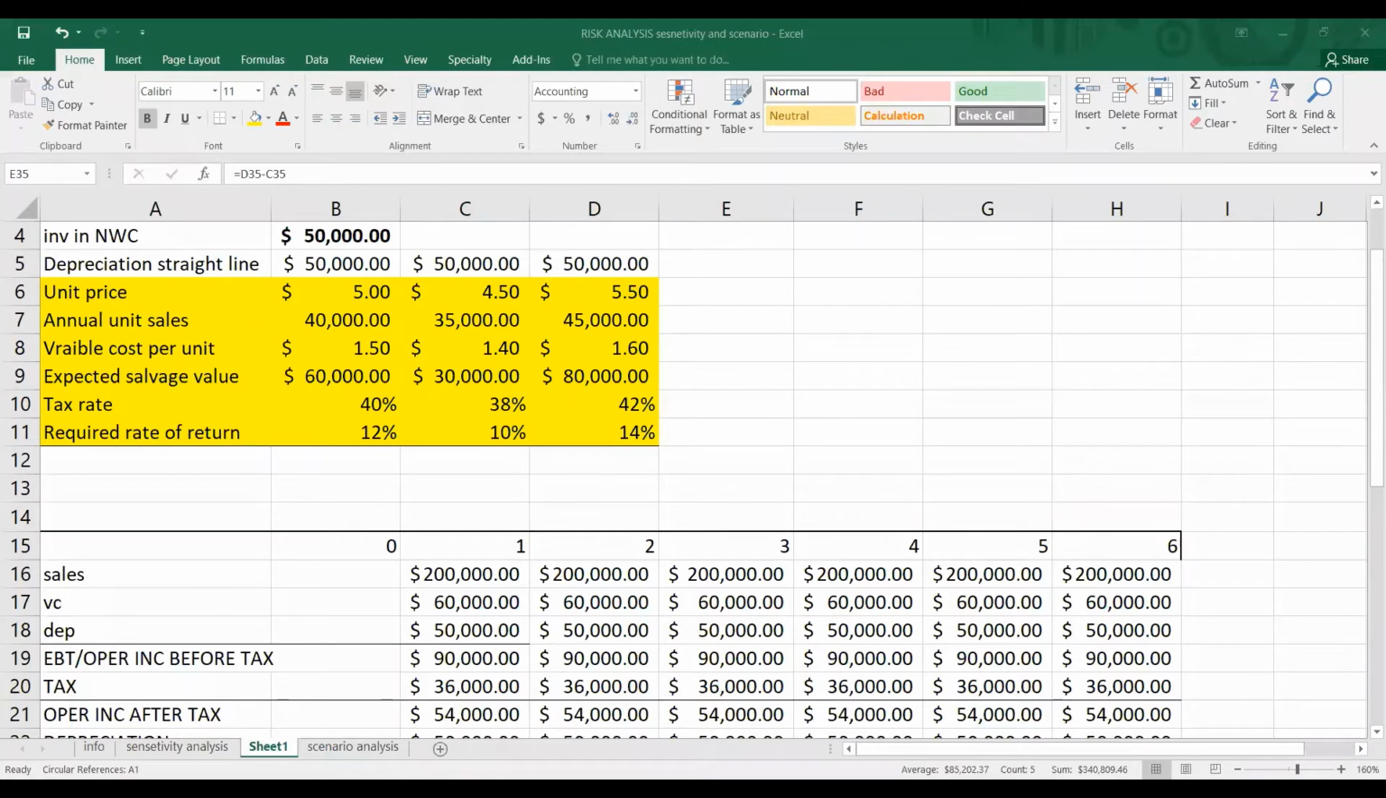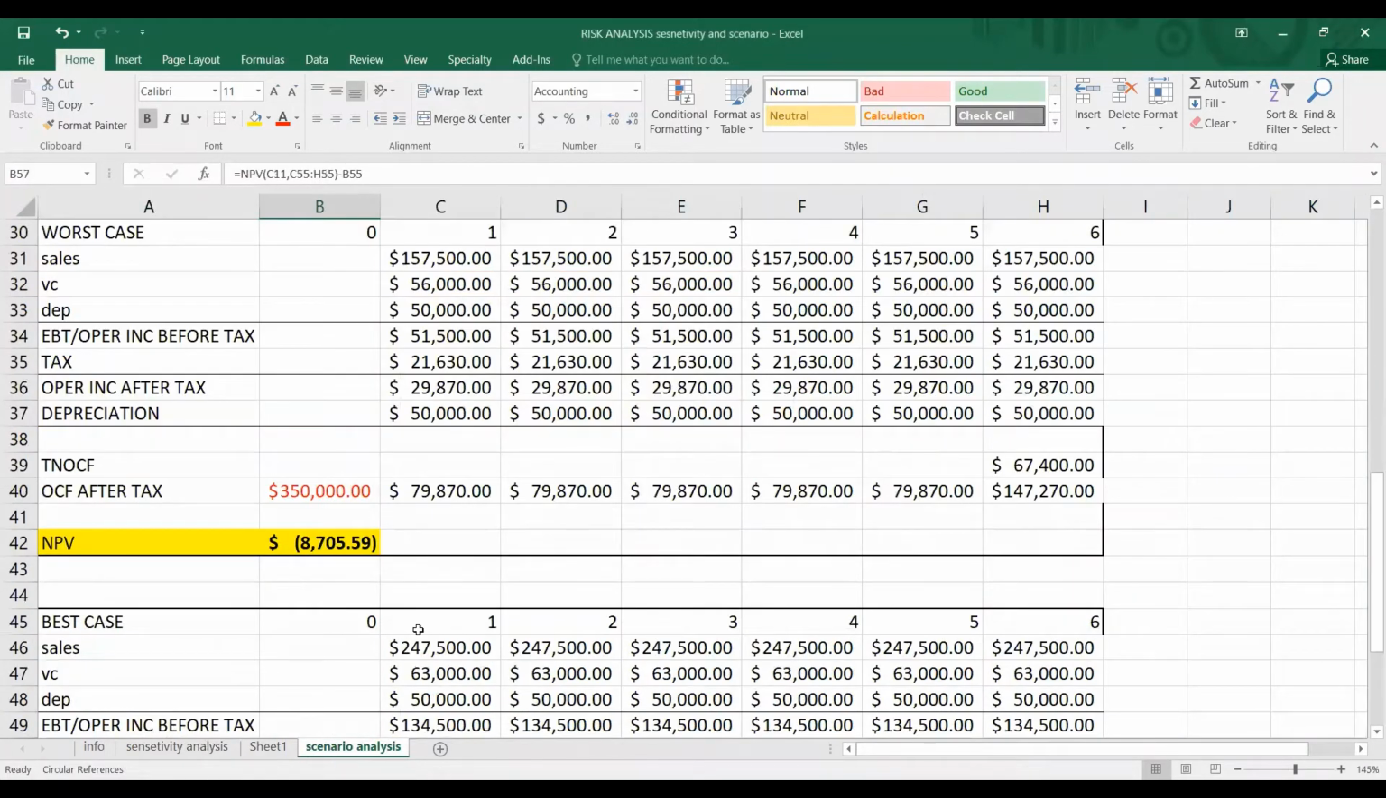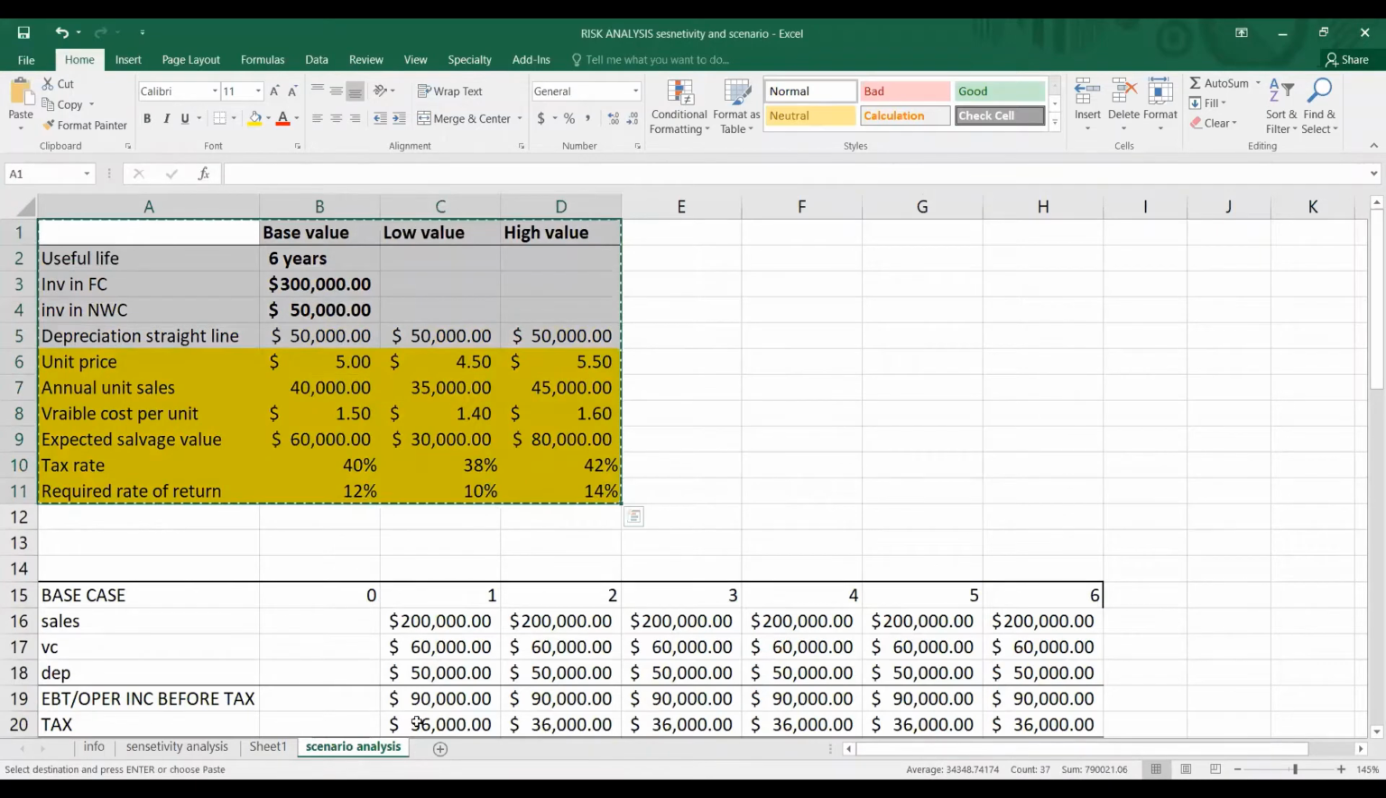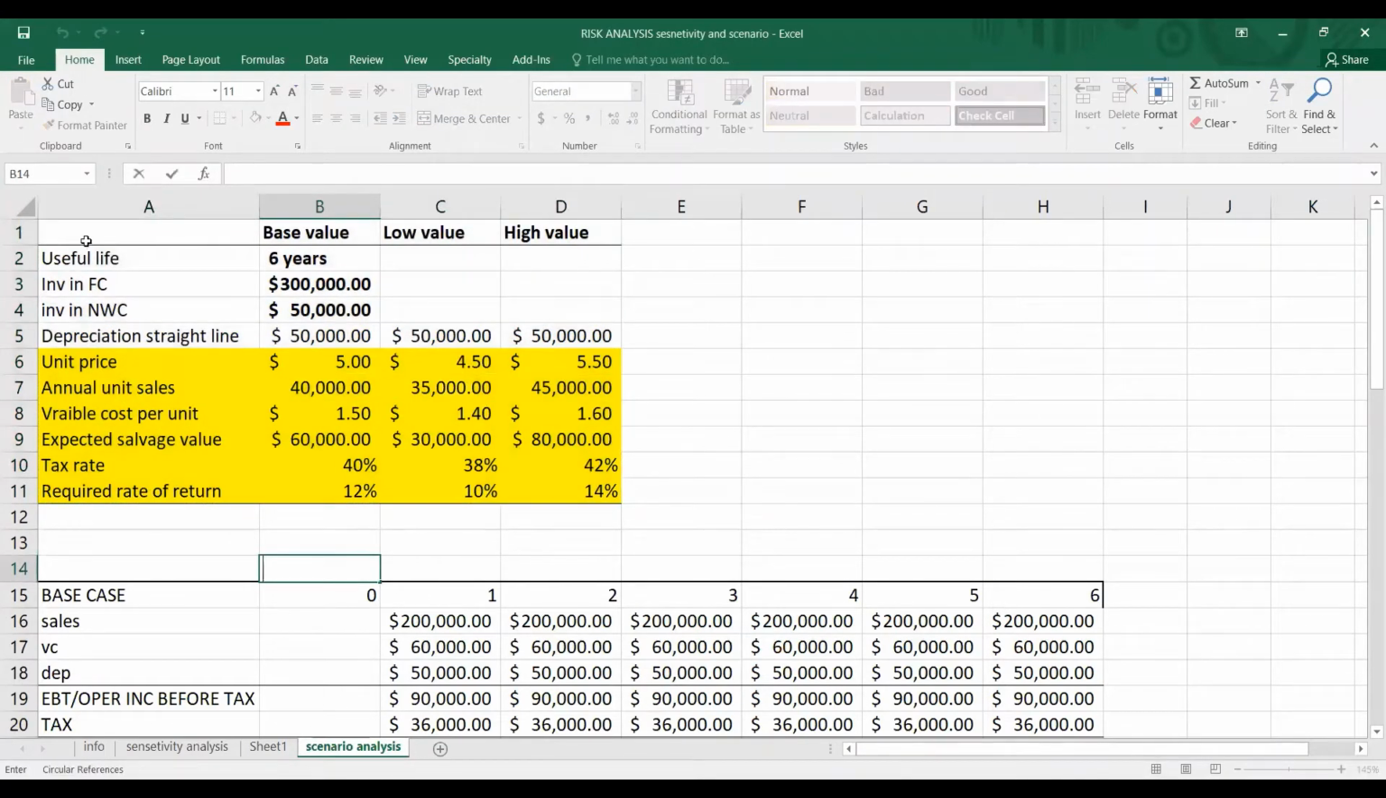Okay, this was the sensitivity analysis. Now it is time to move to scenario analysis. We've got the data here. Basically, let me just copy this.